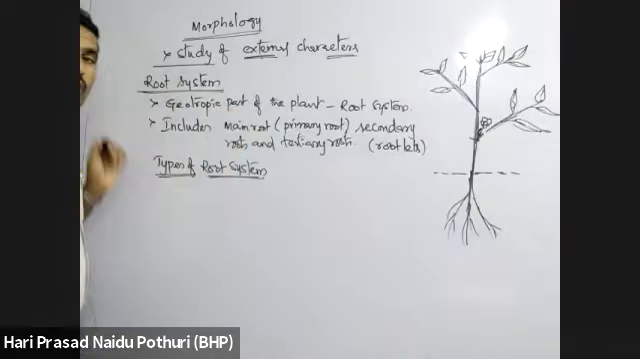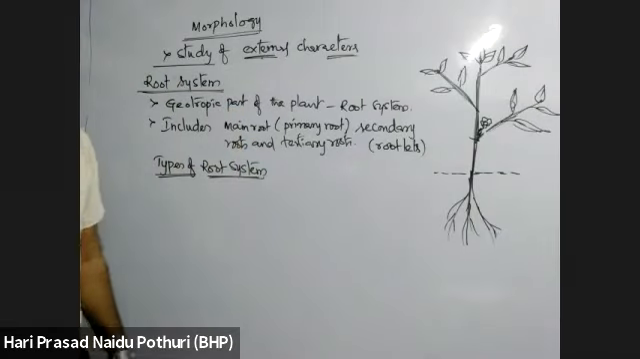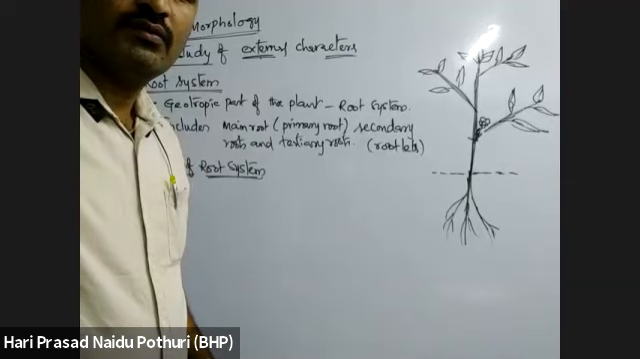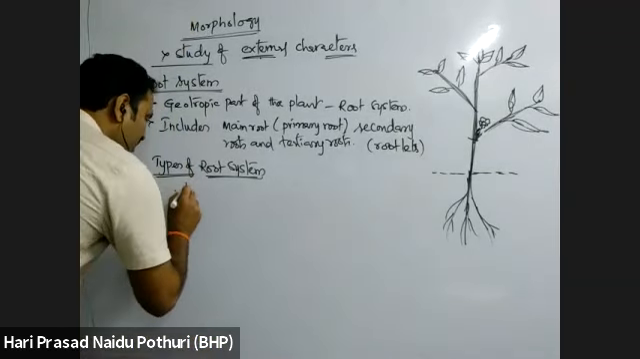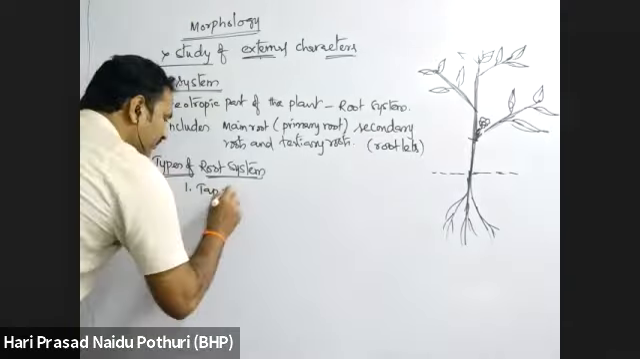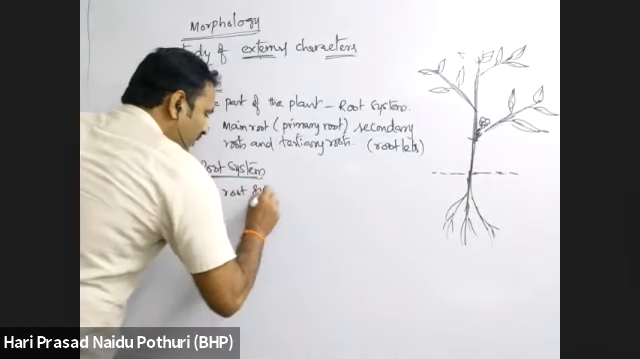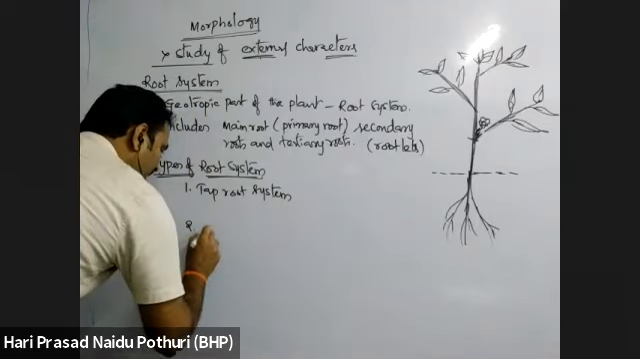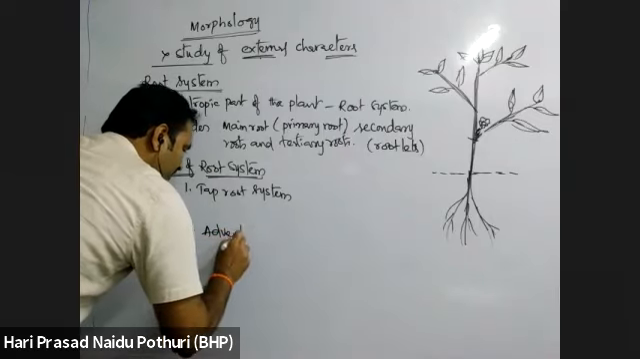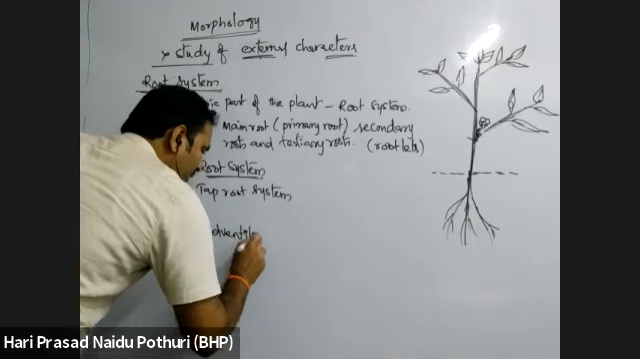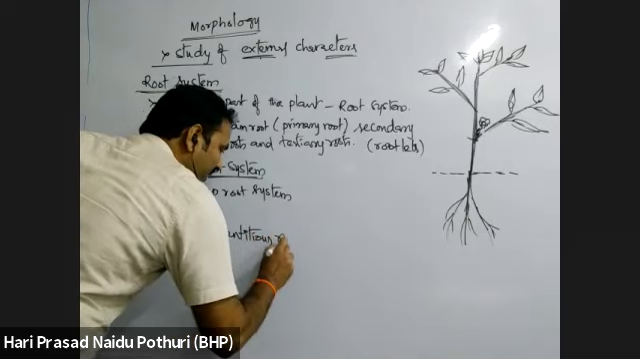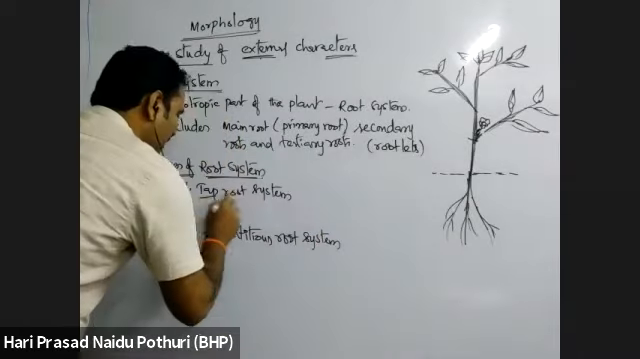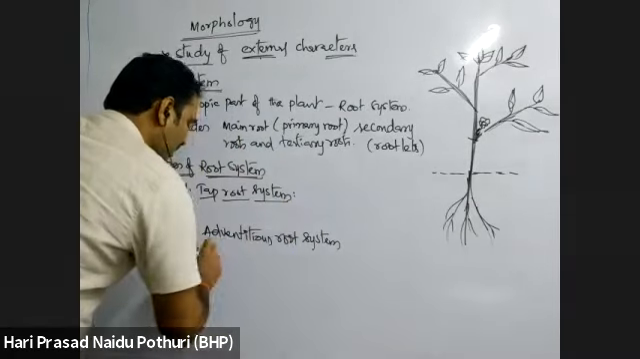Based on that, root system: the first one is the tap root system, and the second one is the adventitious root system. Root system is majorly divided into two types. They are tap root and adventitious roots.